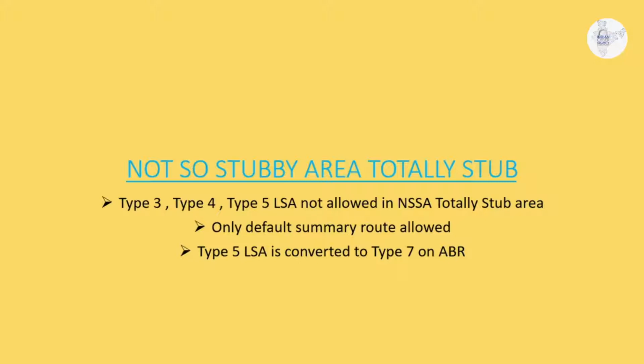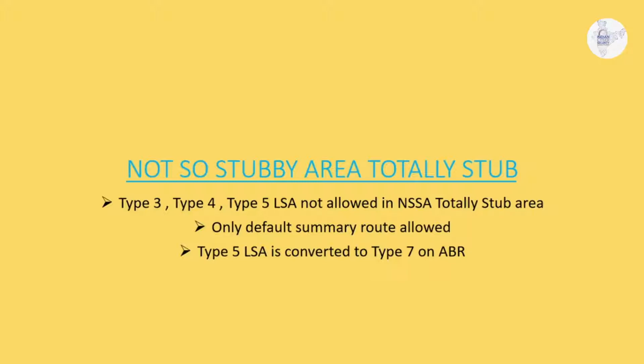Today, I'm going to talk about the not-so-stubby area, totally stub. So this is a special area for OSPF: NSSA totally stub. So what is this area all about? In this area, no Type 3, Type 4 and Type 5 external LSAs are allowed.